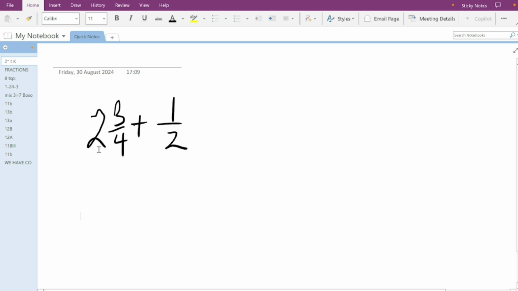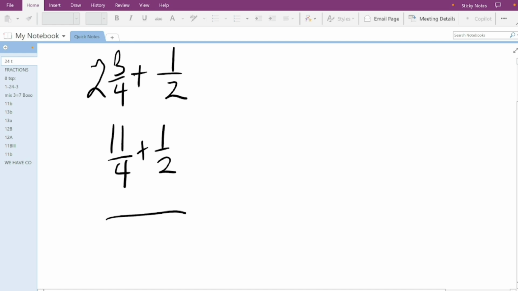So we have 2 times 4. You multiply the denominator by the whole number, then add the result to the 3, the numerator, or the number on top. So we have 4 times 2, 8. 8 plus 3. 8 plus 3 is 11. It has 11 over 4 plus 1 over 2.